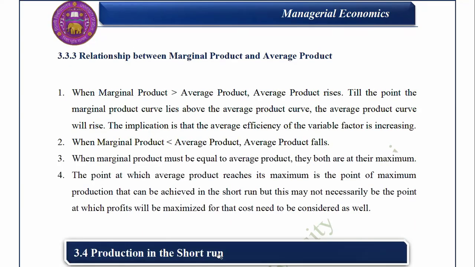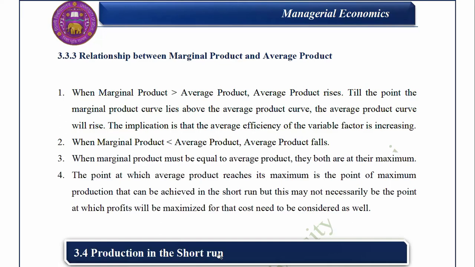3.3.3 Relationship between marginal product and average product. First, when marginal product is more than average product, average product rises. Till the point the marginal product curve lies above the average product curve, the average product curve will rise. The implication is that the average efficiency of the variable factor is increasing.